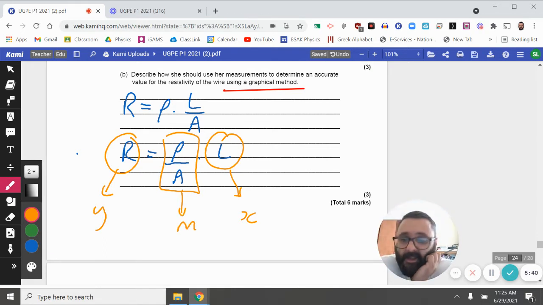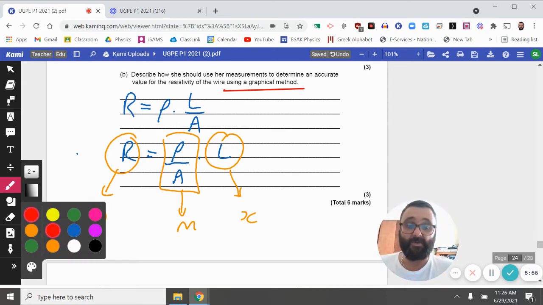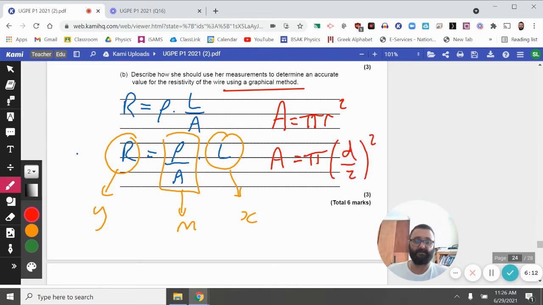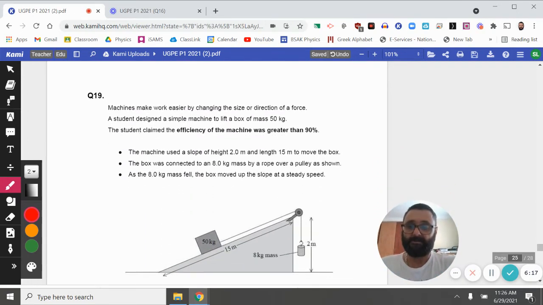So if we have increasing values of L, that would give us increasing values of R, and the constant of proportionality is rho over A. One last thing, I think you should see for the mark scheme, it wanted you to explain how you got your values of A from your values of D. Well, A is pi R squared, or A is pi (D over 2) squared. So that is how you do that one.